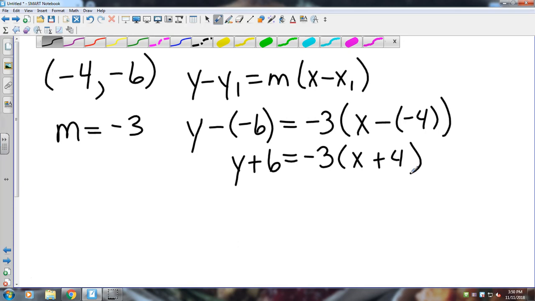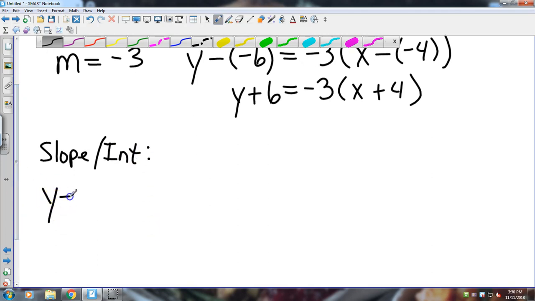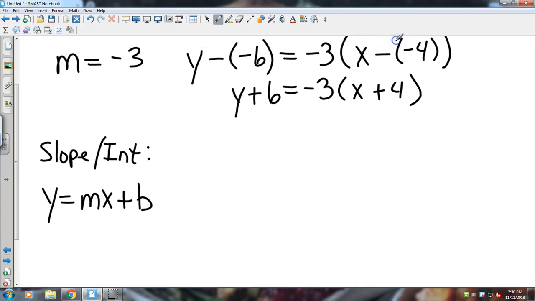Now, what if they asked us to take this point slope form and put it into slope intercept form, which again, remember, is y equals mx plus b? Really, all we have to do is solve for y. We've got to get y by itself. So this will take us back to our multi-step equations. To do that, I'm going to need to do this distributive property over here.